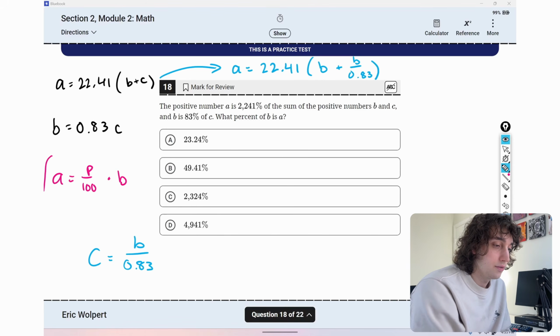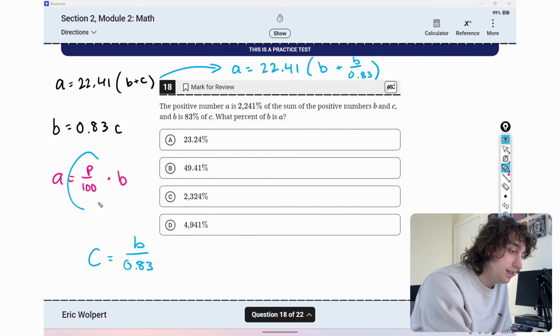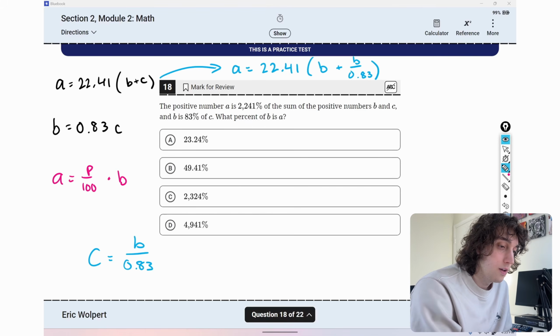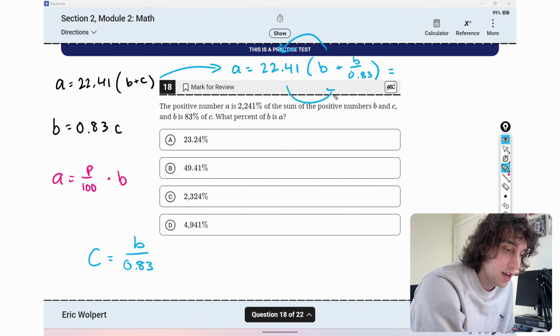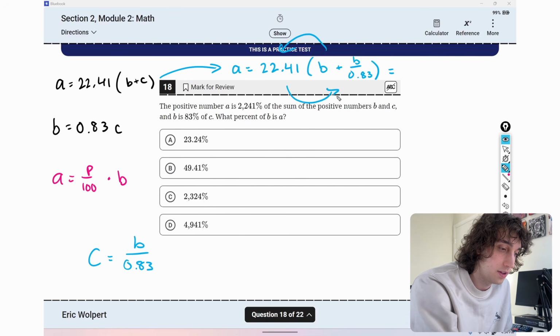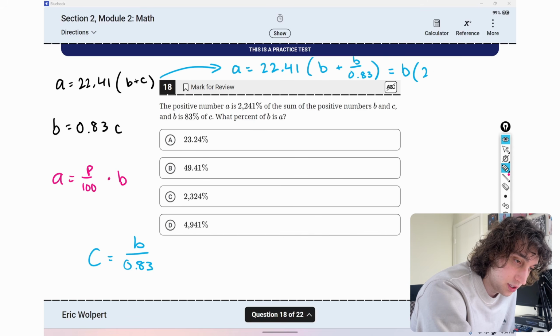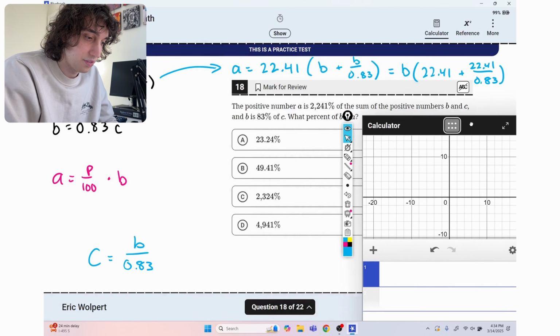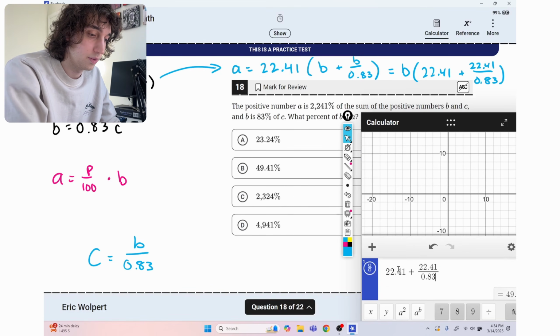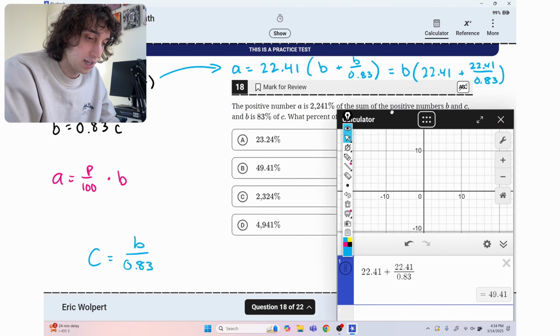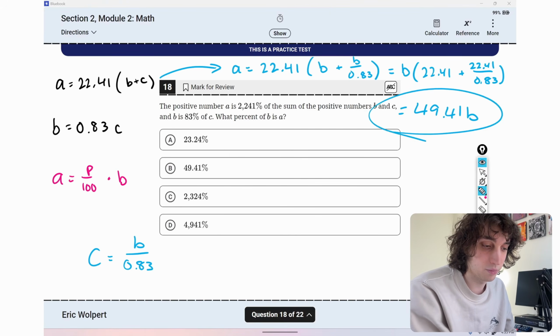So this is the right idea, right? We have an A equals and then a bunch of other stuff with only B's. But we need a single coefficient times B rather than the mess that we have here. So I'm going to think about this as factoring out the B and factoring in the 22.41. So we get B times 22.41 plus 22.41 over 0.83. Then I'm going to use Desmos to figure out what that actually is. We get 22.41 plus 22.41 over 0.83. That equals 49.41. So we get 49.41B.